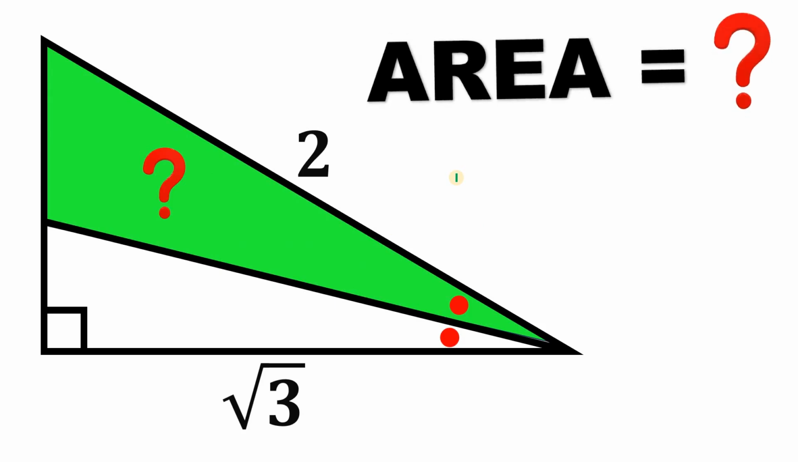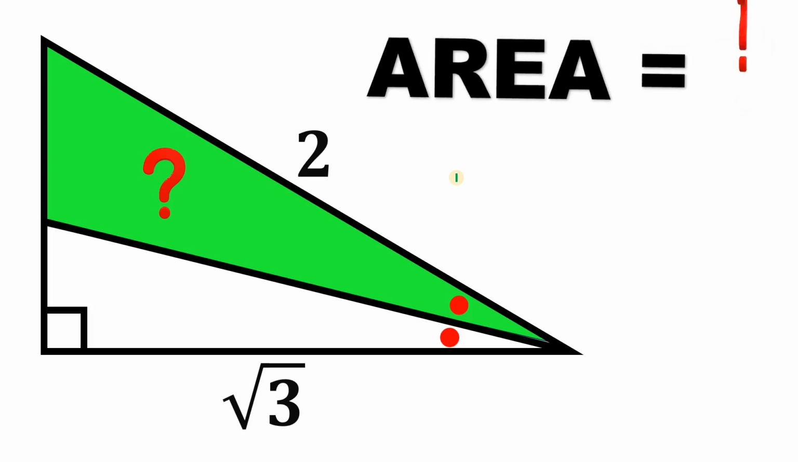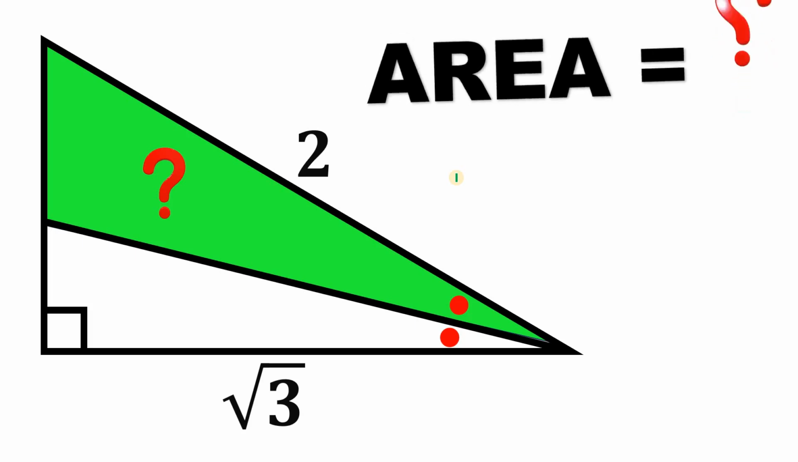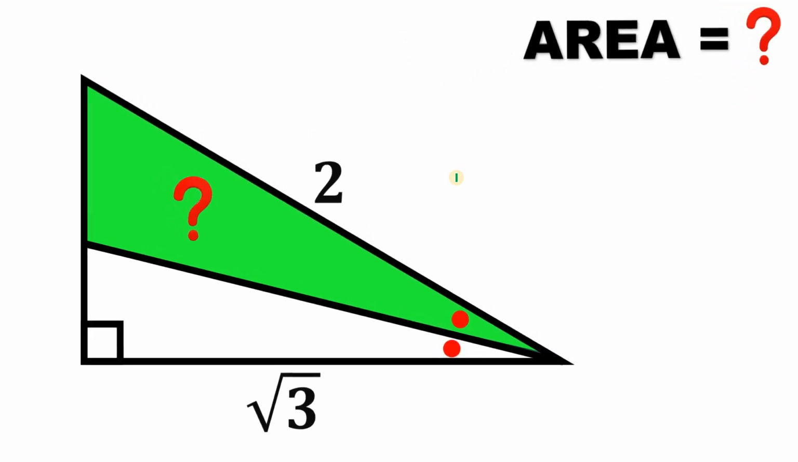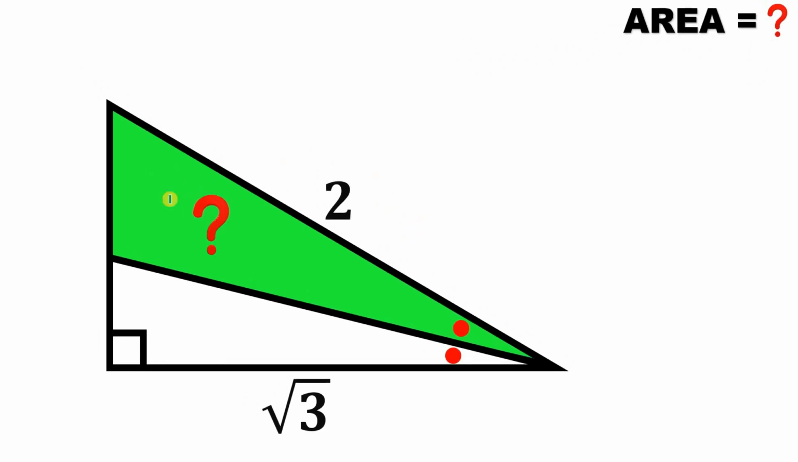Now pause this video right now and see if you can answer this question, because I will show you the solution in 3, 2, 1. Alright, so given this right triangle, the goal is to find the area of this shaded region.